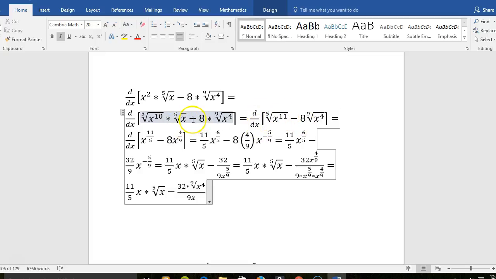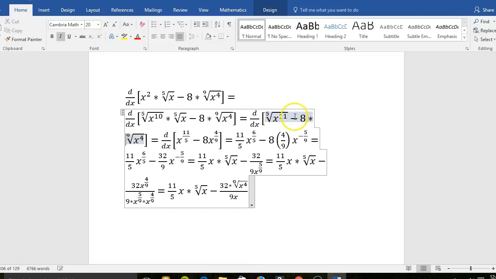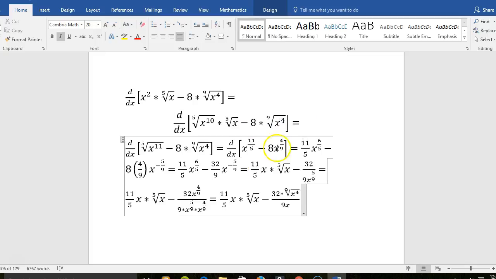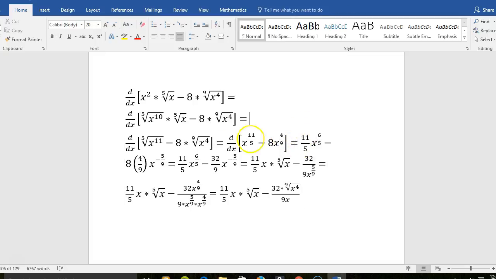And then on the other side of the minus, separately, we have 8 times the 9th root of x to the 4th. And again, I don't want you to go off thinking that's 8 to the 9th power. Unfortunately, it forced me to skip a line, which I hate. But anyway, I've got that 5th root of x to the 11.